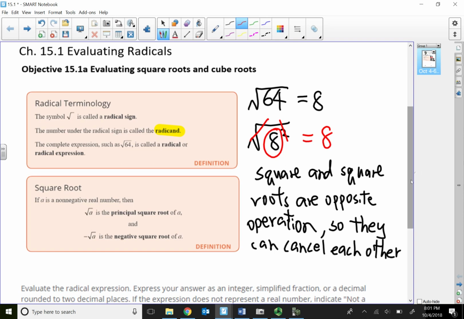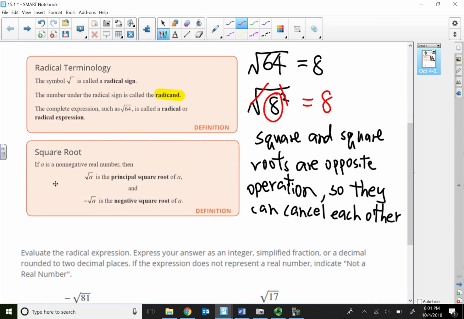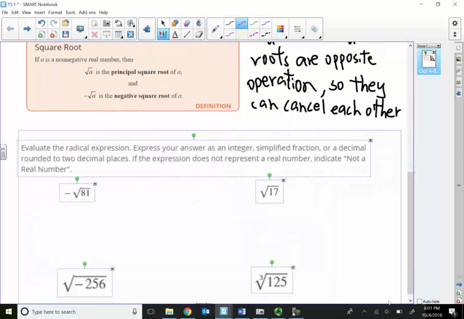In the next video, when we begin to simplify our radical expressions, I will often say square and square root cancel out, so the only thing left is whatever is inside of it. This is called the principal square root. Let's say a is a non-negative real number inside my radical. Then the principal square root of a and the negative square root of a are exactly what they sound like.